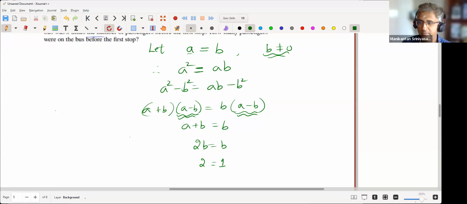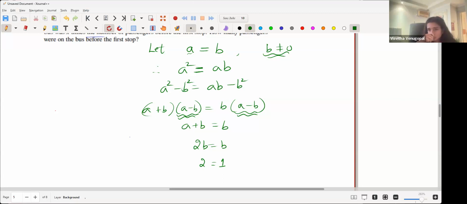Vishwita is thinking I'm weird. She's going to stop coming to my classes now. Vishwita, any idea where the mistake is? I'm not sure, but the part I'm unsure about is when you did the brackets, a plus b times a minus b. Why? What is wrong in that? But I'm just checking that.